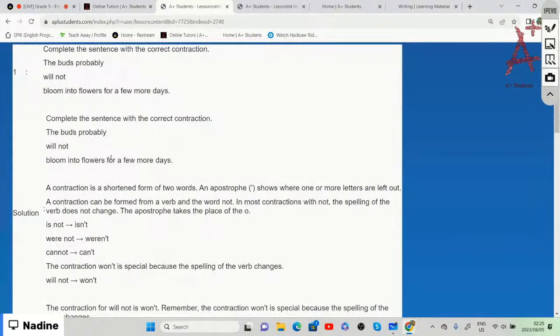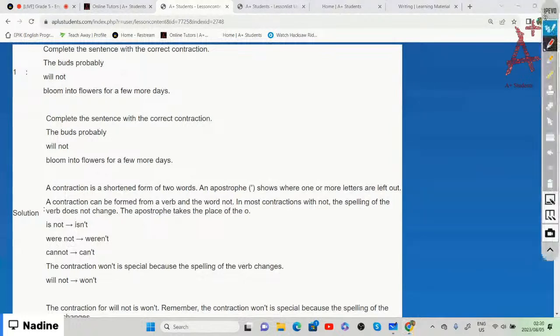All right. So complete the sentence with the correct contraction. The buds probably will not bloom into flowers for a few more days. So will not will be won't, right? Bloom into flowers for a few days.